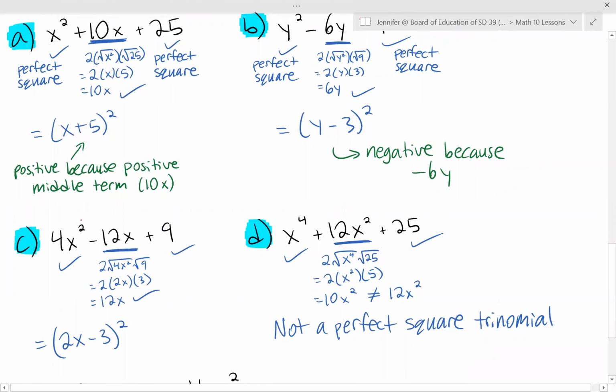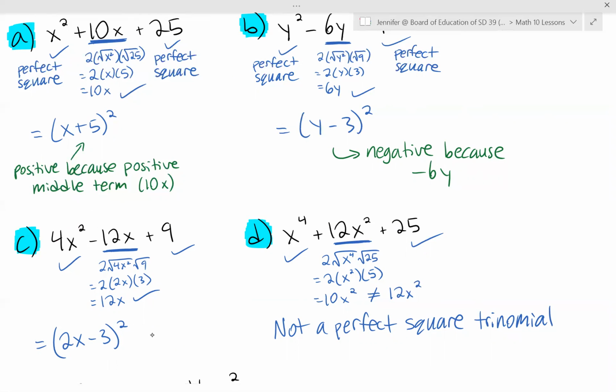This example, same idea. The first term and the last term are both perfect squares, so that's good. The middle term we check 2 times the square root of the first term times the square root of the last term. That works out. It gives us our 12x, so we can go ahead and factor very easily here. The first term is 2x because it's the square root of this. The second term is 3 because it's the square root of this. And then we have a negative sign because our middle term is negative. So you can see that once you are able to identify these patterns, it makes factoring very easy.